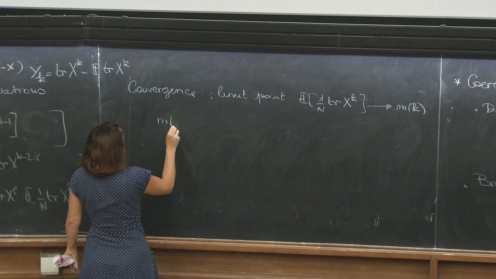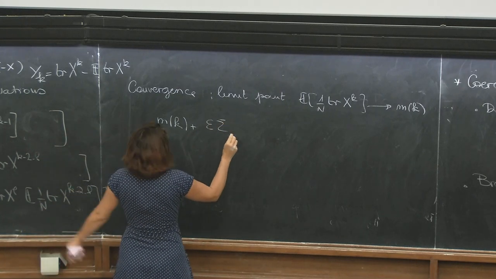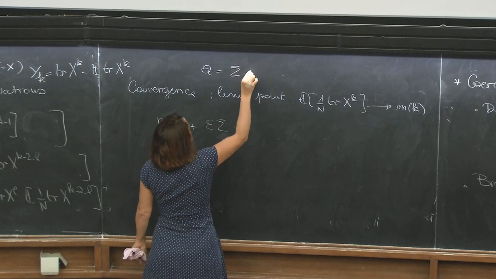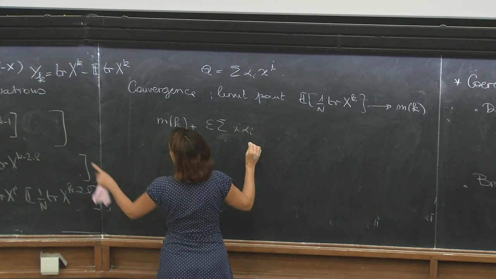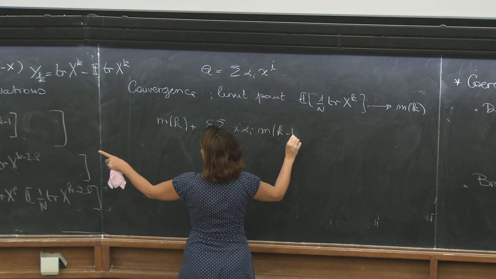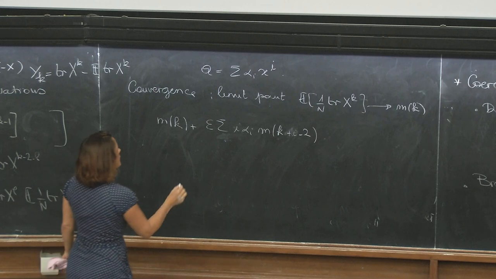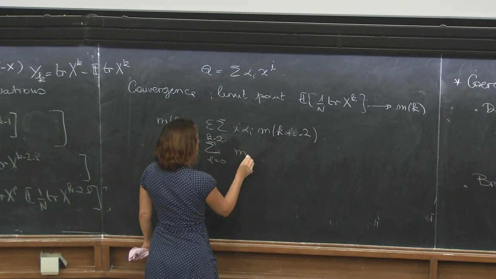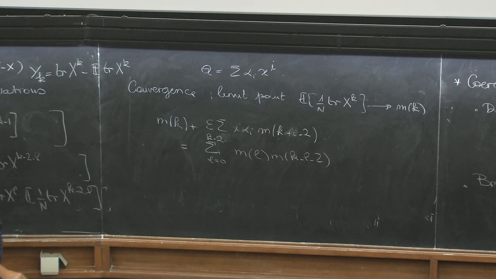And so if you look at the equation that the limit will satisfy, I will have m_k plus, let me expand q prime, so let me write that q is a sum of alpha_i x to the i. Then what I get is alpha_i times m of k plus i minus 2. This is coming from this term. So this will be the sum over l equals 0 to k minus 2 of m_l m_{k minus l minus 2}. And the point now is to show that this has a unique solution, which is bounded.